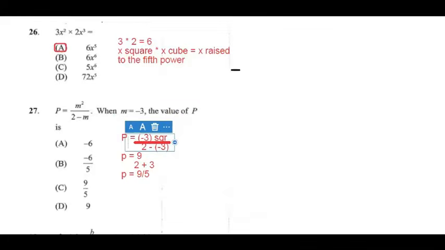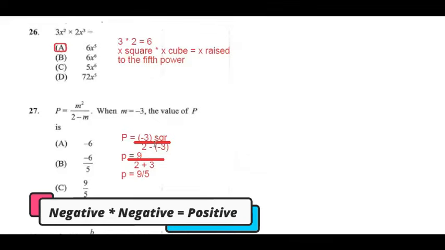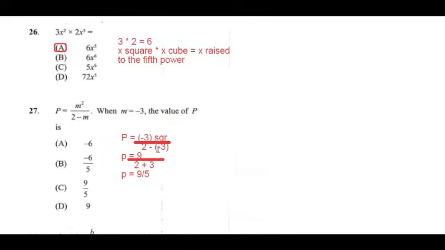So remember, when you square a negative number, it becomes positive. So -3 squared is 9, so we now have a positive 9. And the negative sign from the -3 multiplied by the minus sign will give us positive. So it becomes 2 plus 3. So we now have 9 over 5, or 9 divided by 5, and that is our answer, C. So we do not need to simplify or turn it into a mixed fraction. So our answer to 27 is C.